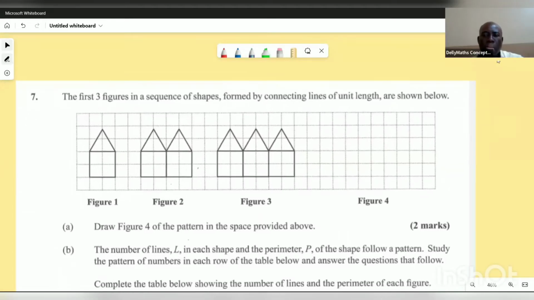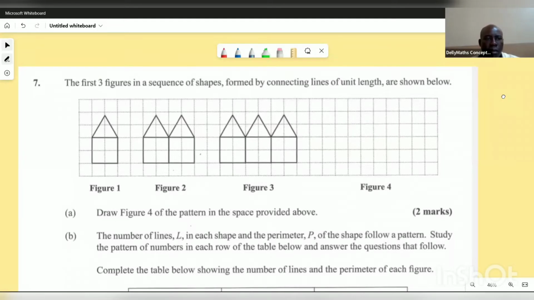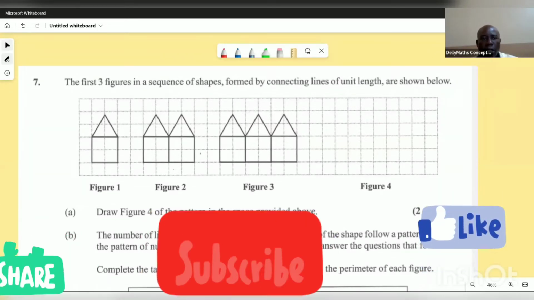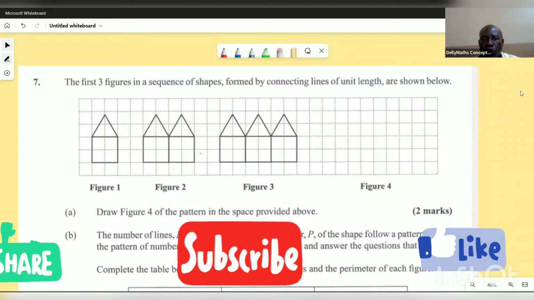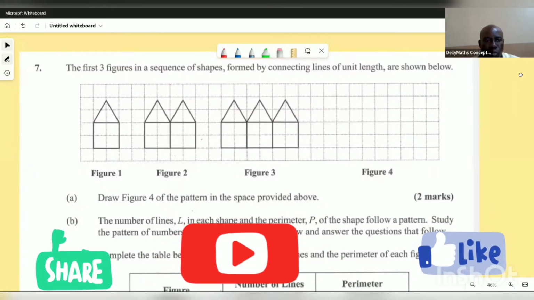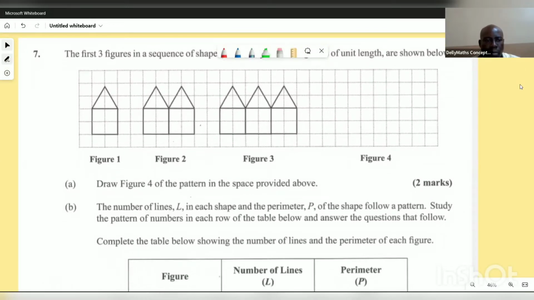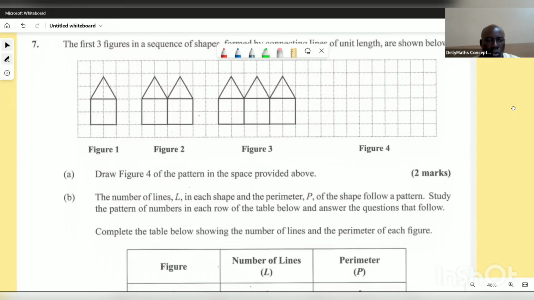We're at number 7. And this one deals with observation and problem solving. It says the first 3 figures in a sequence of shapes formed by connecting lines of unit length are shown below. So we're looking at figure 1, figure 2, figure 3. The first question wants us to draw figure 4 of the pattern in the space provided.